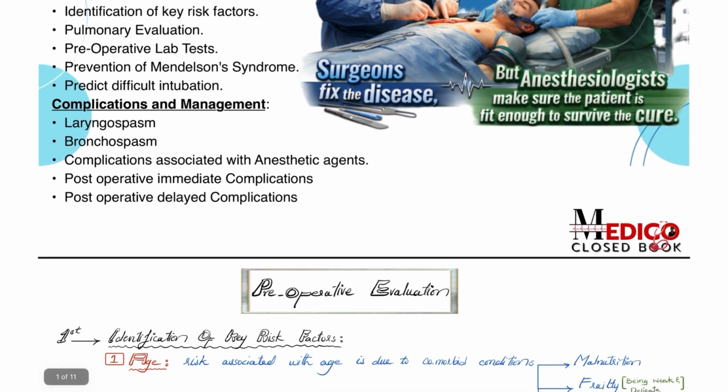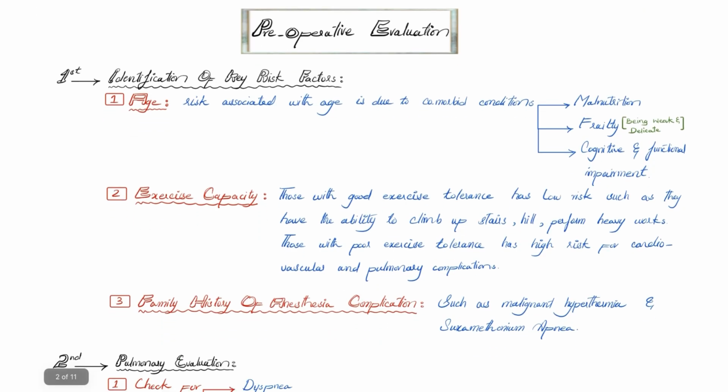Now let's jump to pre-operative evaluation. The first thing that the anesthetist has to do is to identify key risk factors such as age. Risk associated with age is due to comorbid conditions like malnutrition, frailty. Elderly patients are generally weak and delicate, with age-related cognitive and functional impairment.